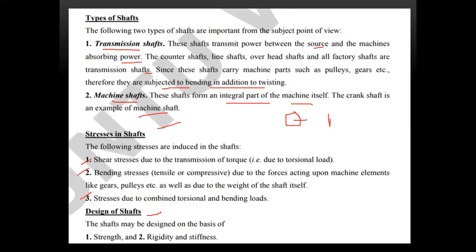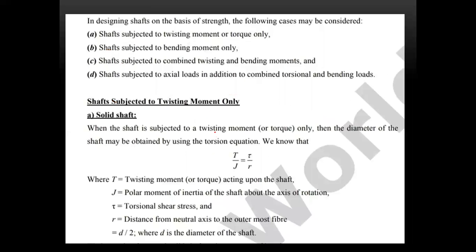Then coming to the design of shafts, the shafts may be designed on the basis of strength of the shaft and the rigidity and stiffness of the shaft. Coming to designing the shafts on the basis of strength, the following cases may be determined. Shaft subjected to the twisting moment or torque only. Shaft subjected to the bending moment only. Shaft subjected to the combined twisting and bending moment. Shaft subjected to the axial load in addition to the combined torsional and bending moment. Now we'll see each one by one.